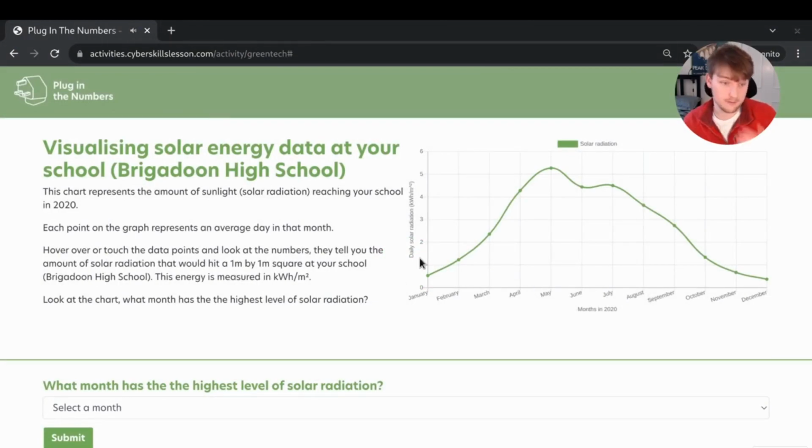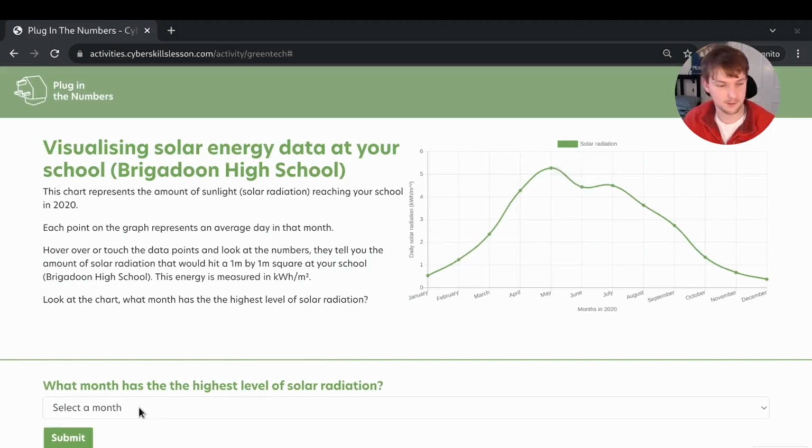and we see the solar energy at our school. You can see that in the summer, we have a lot more solar energy hitting a square meter. This flattens off a bit and decreases quite a lot into winter. And we see this again in January, it's quite low. So our year looks a bit like a pyramid.